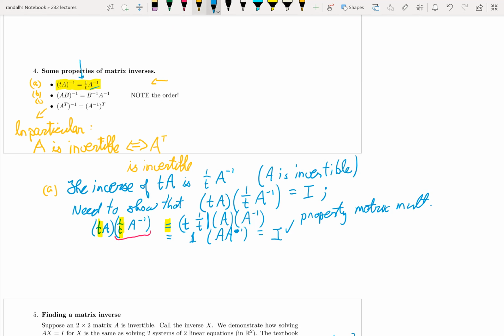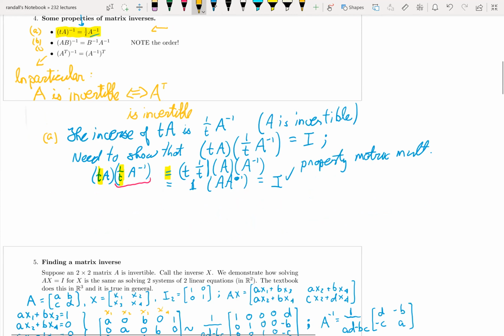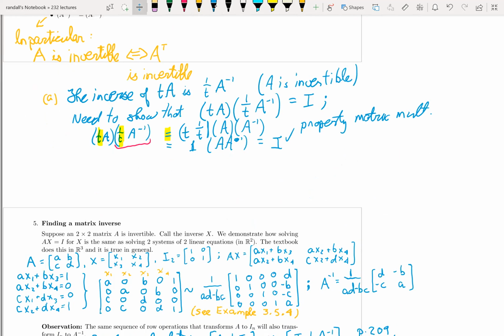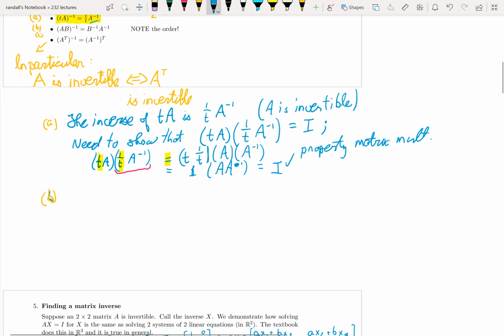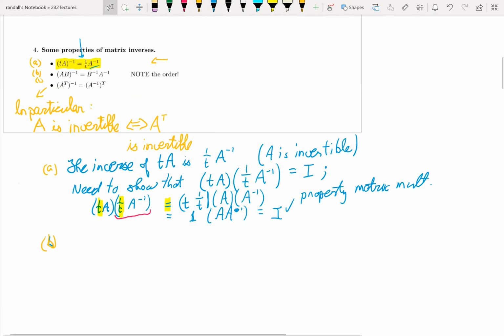So let's continue on with the other two in the same manner. It's pretty easy, but if you don't see what you have to do, then it's not very easy. So B is going to be, let's just write it out quickly. B is claiming that the inverse of the product AB is this product, B inverse on the left times A inverse. That's the claim.